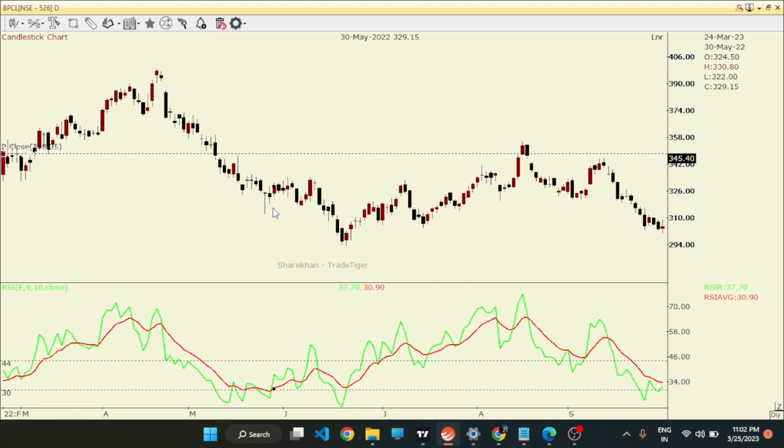After that it gave an entry here, closing was at 329, low was 322, and 7 points SL. 14 points will be our target. 329 plus 14 points, 335 will be our target. It made a high of 334, missed by 1 point, and we moved our stop loss by 1 point above our entry point, break even trade.